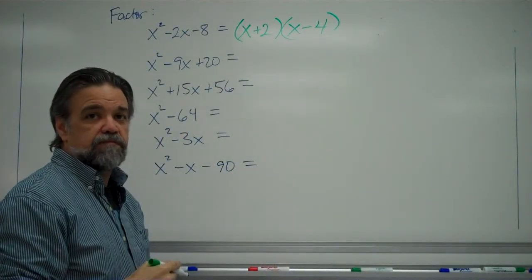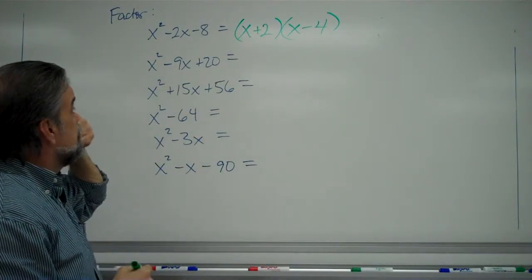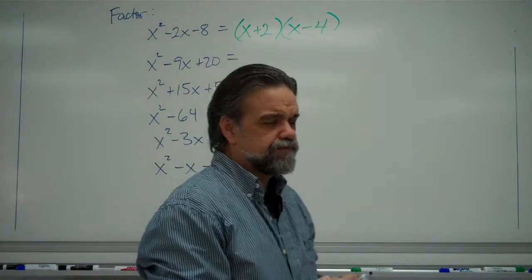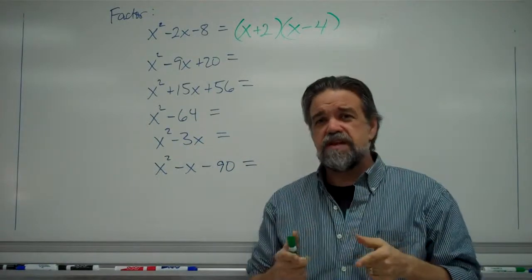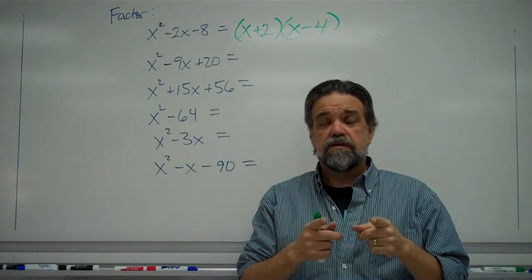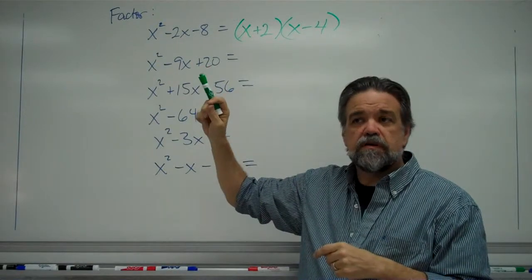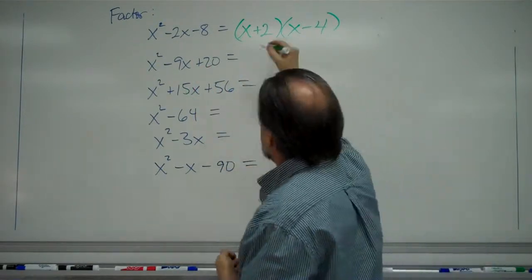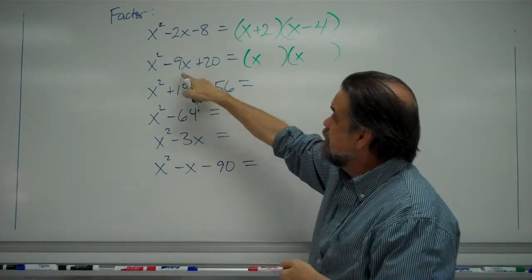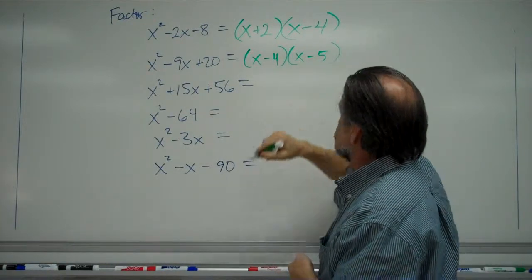Check it. Multiply it. See if it works. It does. Let's do the next one. Now I'm looking for two numbers whose sum is negative 9, and the product is positive 20. Think about this. The sum is negative, but the product is positive. That means I've got two negative numbers. What numbers add up to 9 and multiply together to be 20? That'd be 4 and 5. So that means I'm going to have, again, x and x, and it's going to be negative 4 plus negative 5, which is negative 9, so this is going to be x minus 4 times x minus 5.